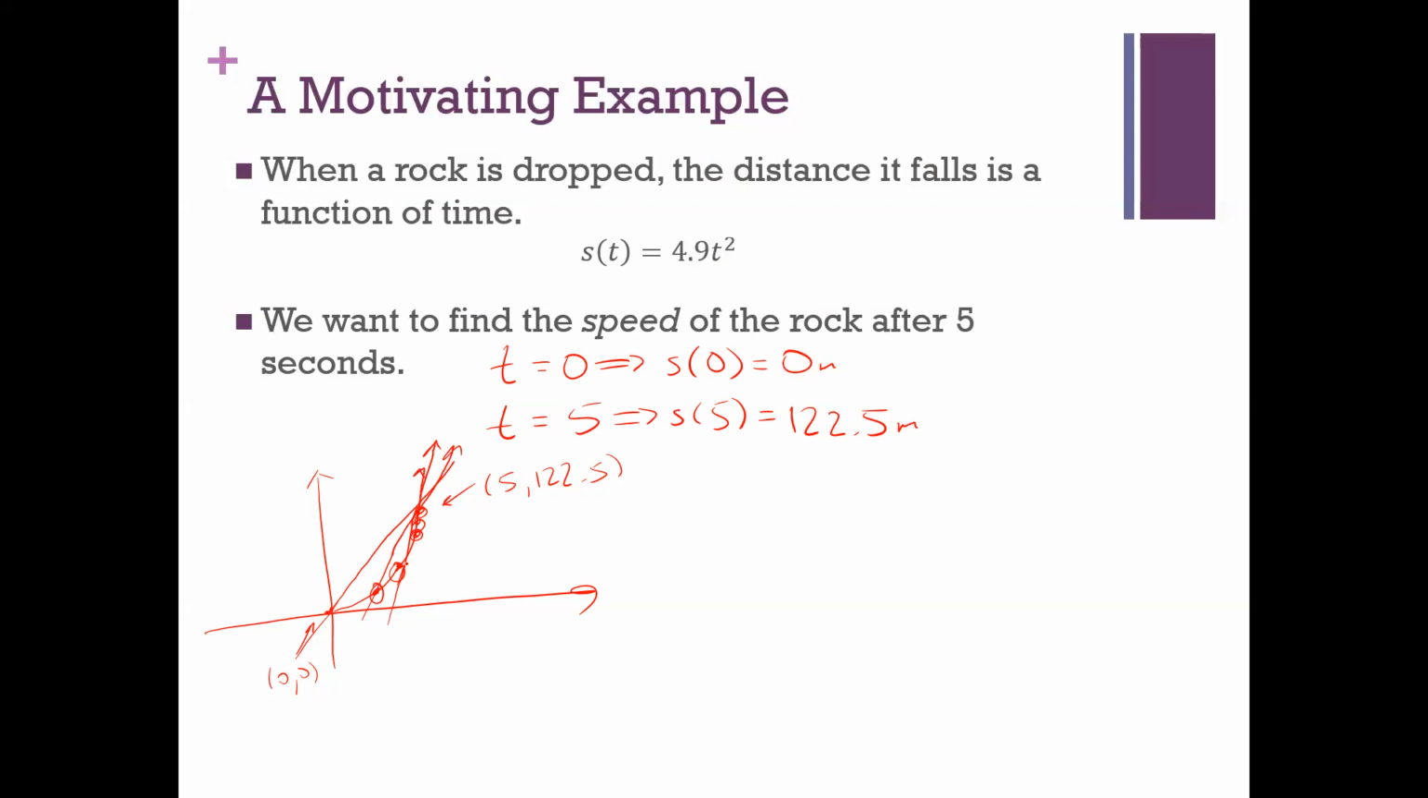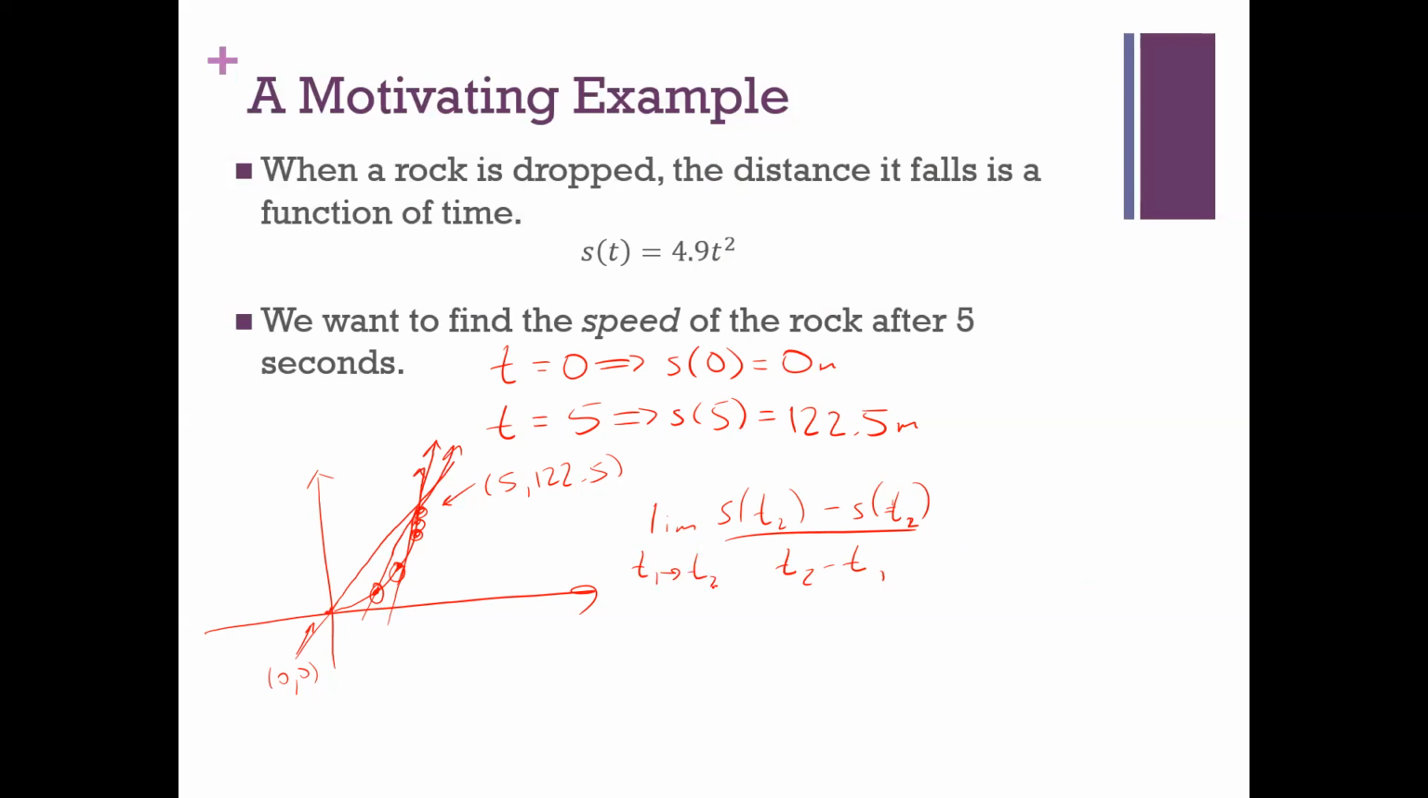But if you remember how to calculate a slope, s of t2 minus s of t1 over t2 minus t1, that's my slope, right? What happens if t1 and t2 are the same? I divide by 0, which I can't do, right? But what I hopefully can do is this, the limit as t1 approaches t2.